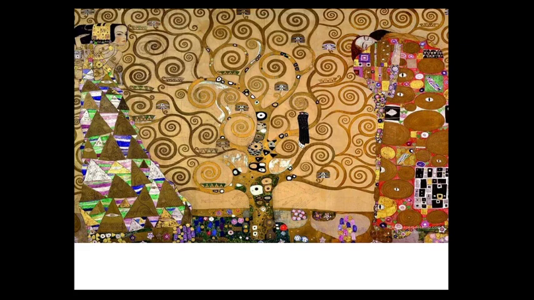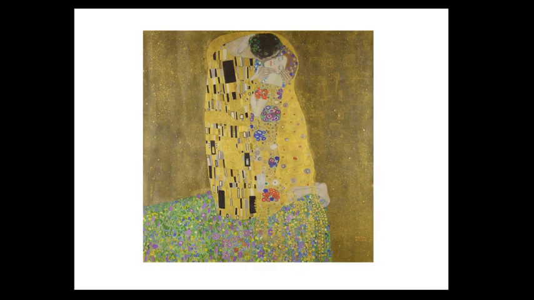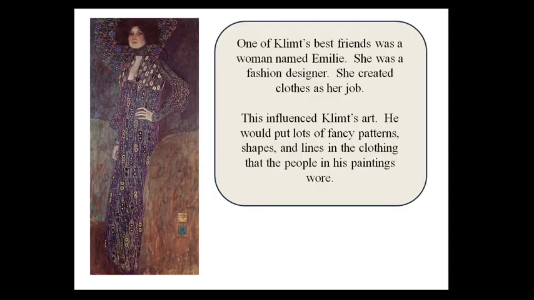Now let's look at some of his art. Look for the gold, look for the patterns. One of Klimt's best friends was a woman named Emily. She was a fashion designer. She created clothes as her job. This influenced Klimt's art. He would put lots of fancy patterns, shapes, and lines in the clothing that the people in his paintings wore.